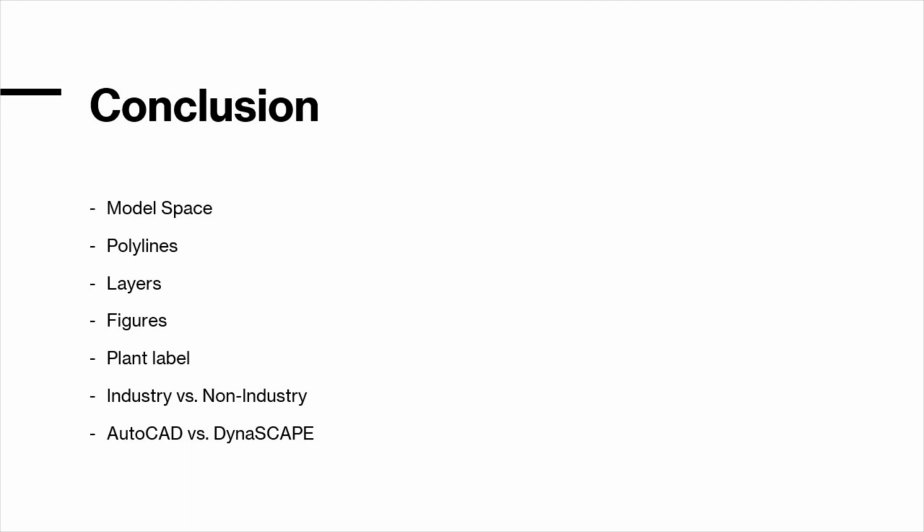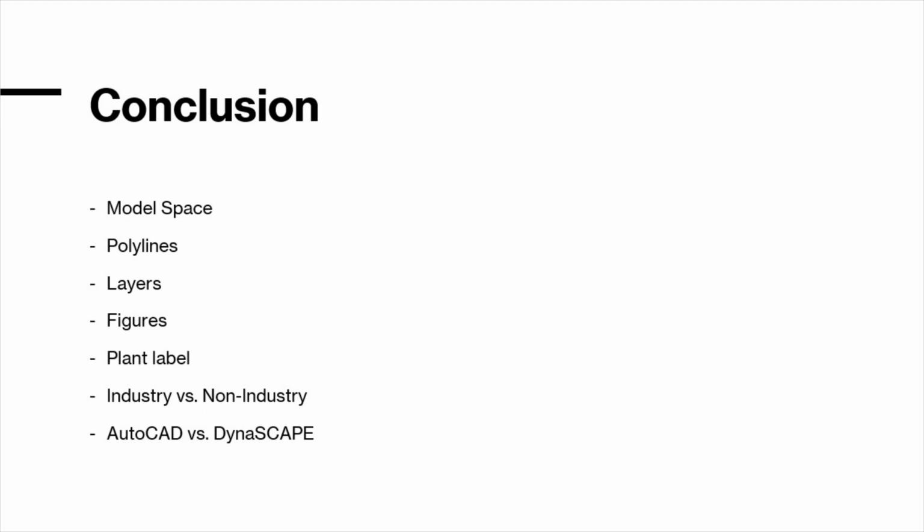Layers in DynaSCAPE are unique in the way that they are pre-made. Each layer will be named and have their different purpose, such as house layer, property layer, and so on. Figures in DynaSCAPE are pre-made, and there's many you can choose from. Once you choose the figure you are looking for, it is already assigned to a layer.